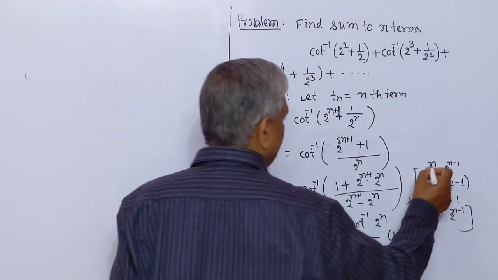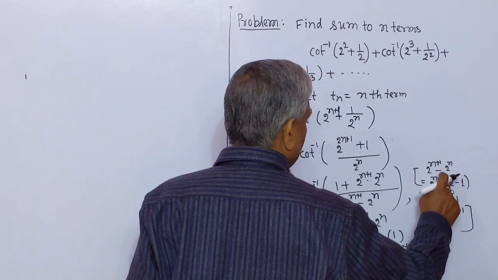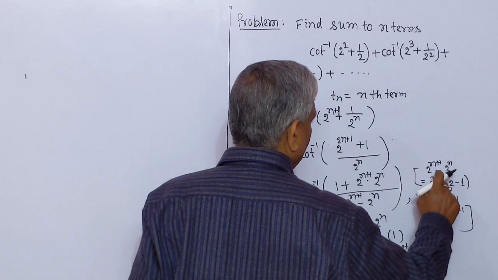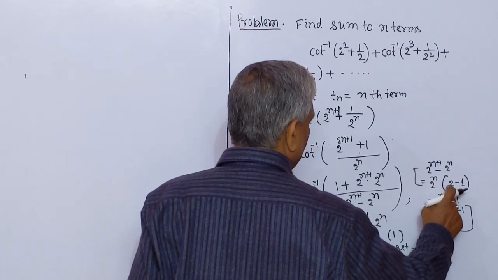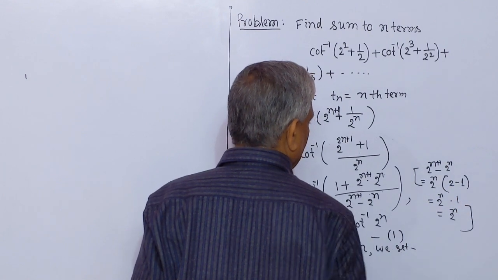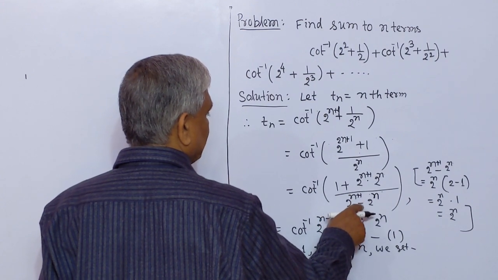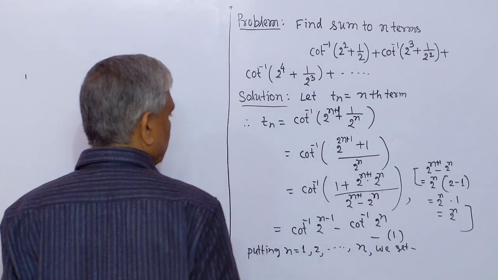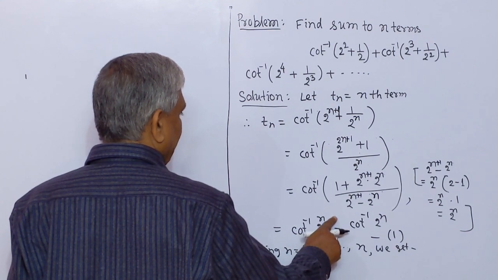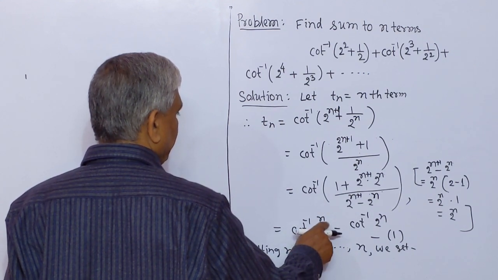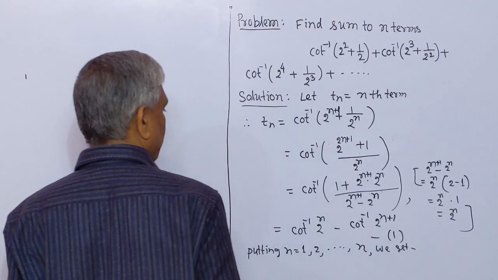Since 2 to the power n plus 1 minus 2 to the power n equal to 2 to the power n common 2 minus 1, here 2 to the power n. So in place of 2 to the power n, we may write 2 to the power n plus 1 minus 2 to the power n. So the formula will be 2 to the power n cot inverse 2 to the power n minus cot inverse 2 to the power n plus 1.